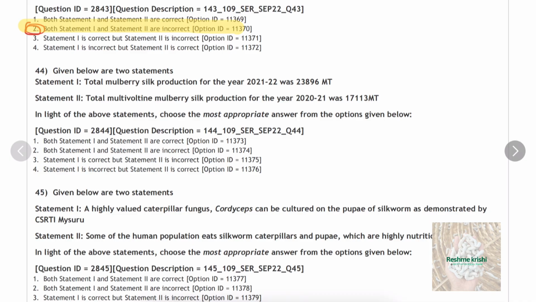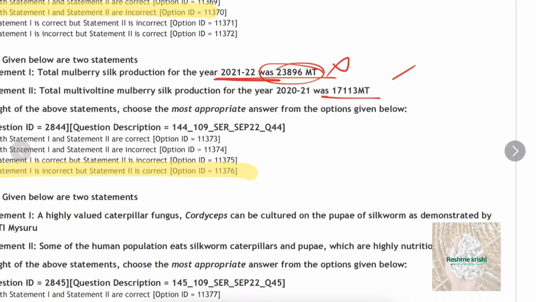Given below are two statements. Total mulberry silk production of the year 2021 was 23 metric tons. Is it true? No, it is not true. Total multivoltine mulberry silk production of the years 2020 and 2021 was approximately 17,000. True. Okay, see, I told that here. Now we will see the current statistics. Statement 2 is correct and statement 1 is incorrect.